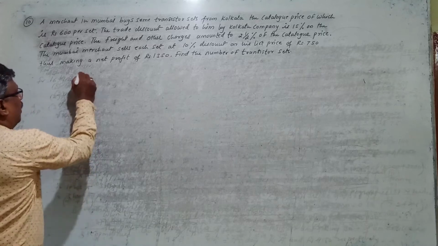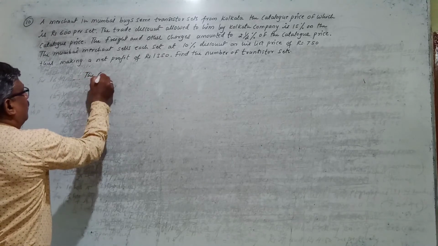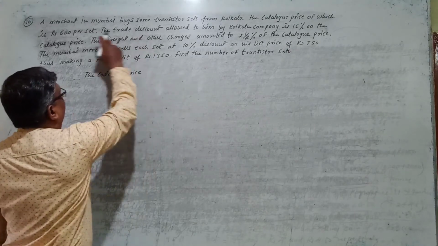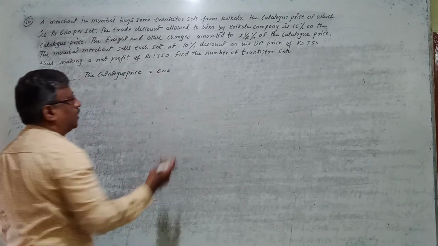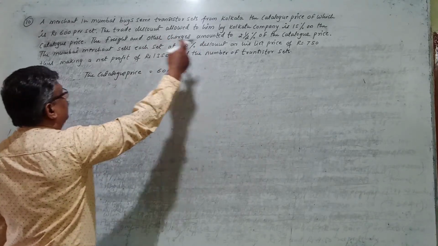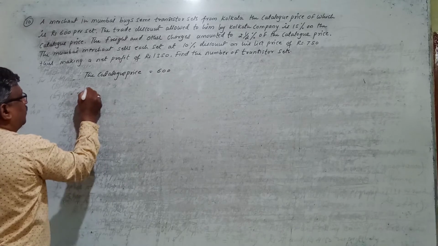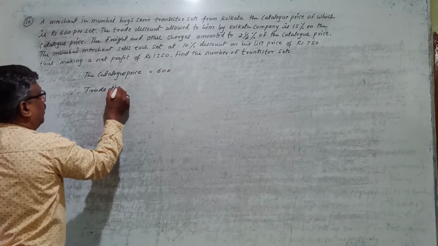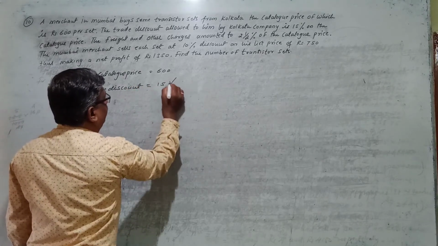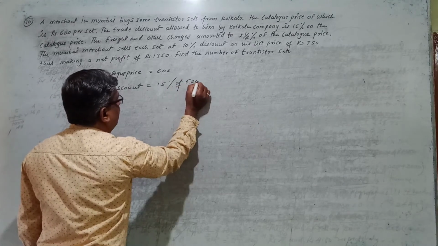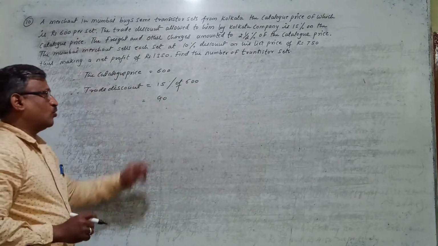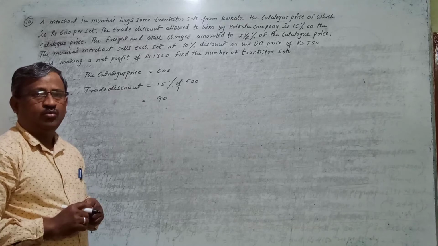So the catalog price of the Kolkata company is how much here? 600 rupees. Now the Mumbai merchant is buying, so the Kolkata company is selling, and the Kolkata company is giving him a 15% discount on this catalog price. So first you calculate the trade discount allowed by the Kolkata company. The Kolkata company is giving 15% discount on 600 rupees. So 15% on 600 rupees, you will get how much? 90 rupees. Means the Kolkata company is giving 90 rupees discount to the Mumbai merchant.